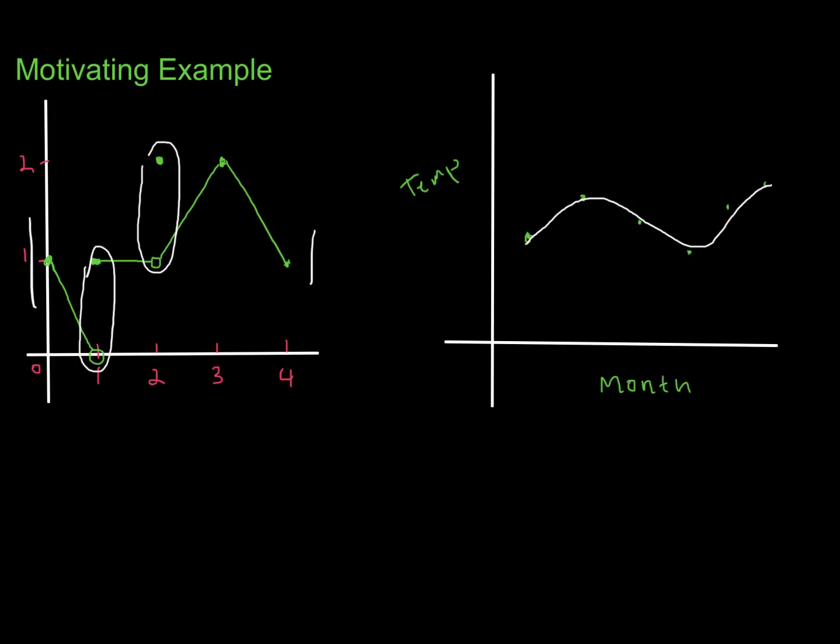The value of the function is at 2. So here we could say that the function is discontinuous because the limit, while it does exist and is 1, is not equal to the value of the function, right?